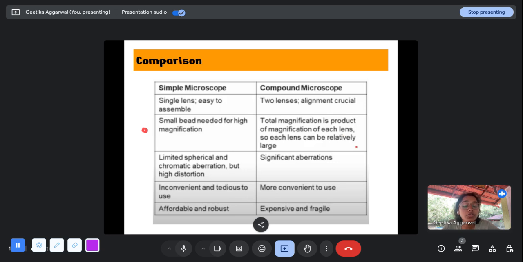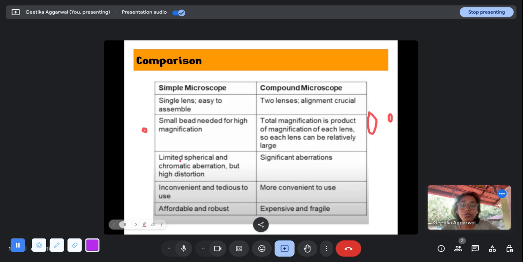When it comes to a compound microscope, you can use pretty decent sized or larger lenses, which are easy to manufacture. They're cheaper, and you can use these larger ones because the total magnification is anyway going to be a product of the magnification of each lens.